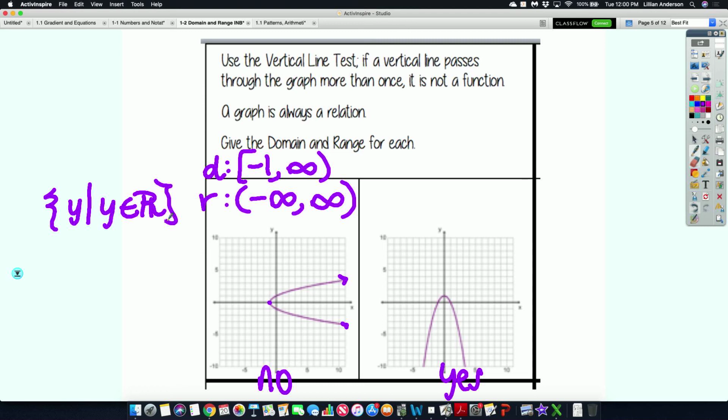Let's look at the second one. Let's look at the domain. And to make it easier on us, we're going to go ahead and include these little arrows. What's the domain? How far left does it go? Negative infinity. And how far right does it go? Positive infinity. So negative infinity to infinity, just like before. Or I can write it in set notation, the set of x values such that x is an element of all real numbers. Same thing as saying negative infinity to infinity.